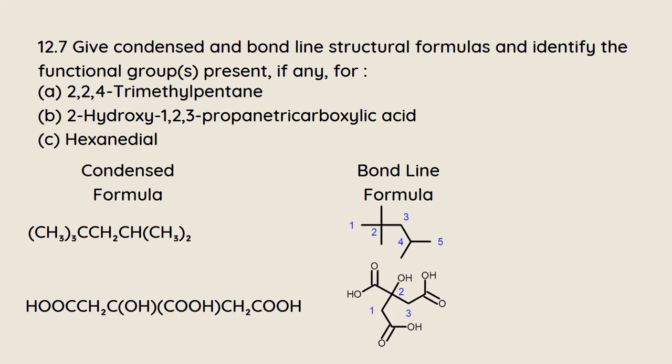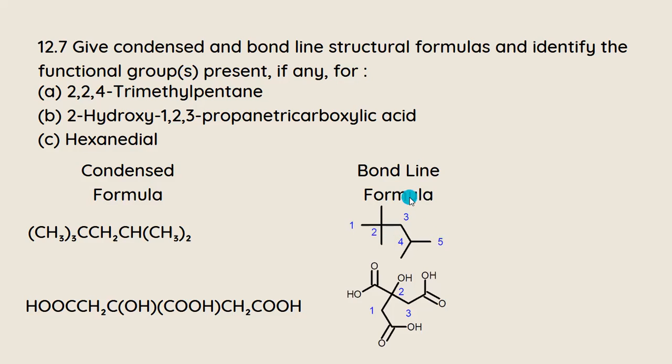Next, give the condensed and bond line structural formulas and identify the functional group present, if any. Basically, the condensed formula will just give us the number of atoms attached to each carbon, whereas the bond line formula will give us the basic skeletal structure. So, 2,2,4-trimethyl pentane. Honestly speaking, I find bond line formulae easier to draw. So if you find that easy, you can start from the bond line formula.